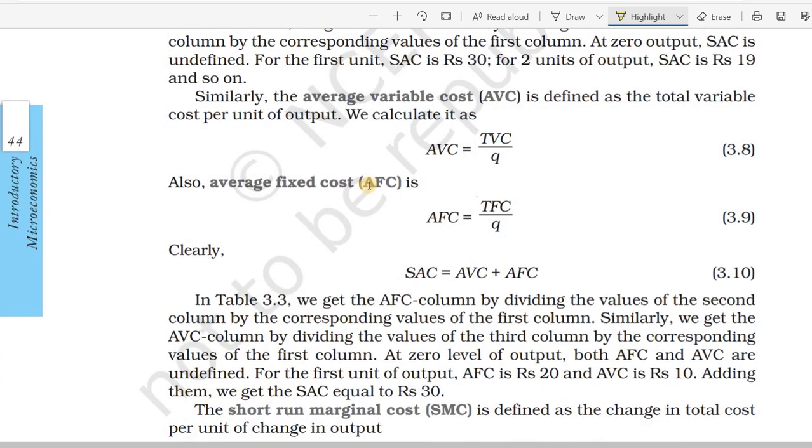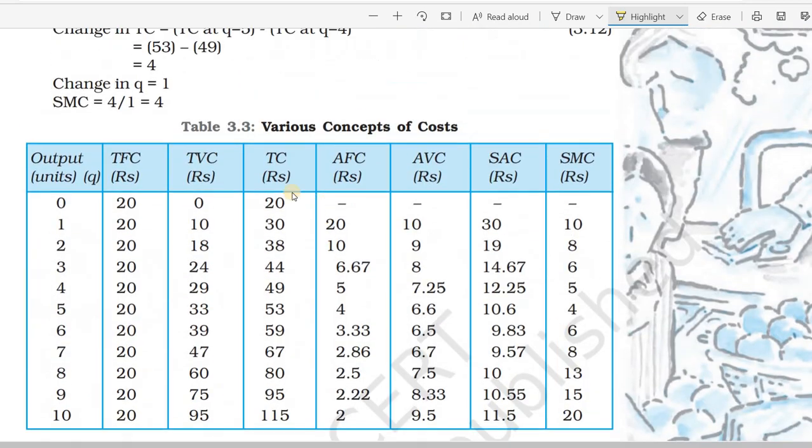In the fourth column, you can see output is 0, total fixed cost is 20 and variable cost is 0. Then what is the total cost? Total cost is 20. Here output is 1, because the output number increased, he changed the total variable cost. Here it is 20 but variable cost is 10. Here he employed some labor, then he needs to pay some amount for that labor. Then total cost increased to 30. In the second row it is 20 and 18, and then total cost.